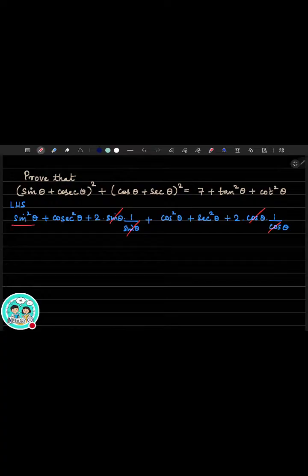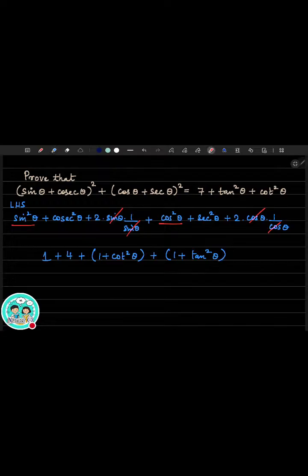Okay. So here you can see sine square plus cos square is equal to 1. And then you have 1, 2 left here, another 2 left here. So 2 plus 2, 4. Right. 1 plus 4. And cosecant square is nothing but 1 plus cot square. Secant square is nothing but 1 plus tan square theta.